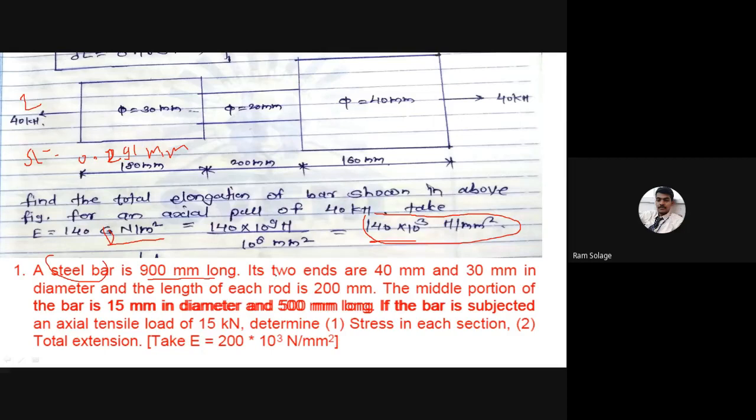In that, its two ends are 40 mm and 30 mm in diameter. Now see, if I take the reference of a diagram, end number 1 and end number 2: one is 30 mm here and the second is 40 mm. Now the length is 200 mm. Sorry, the length of each end, the two ends, what is the length of both ends? This is 200 mm and this is 200 mm. Correct? What is the total length? 900 mm. In that, the two ends are 200 each, and the diameters are 30 mm and 40 mm.